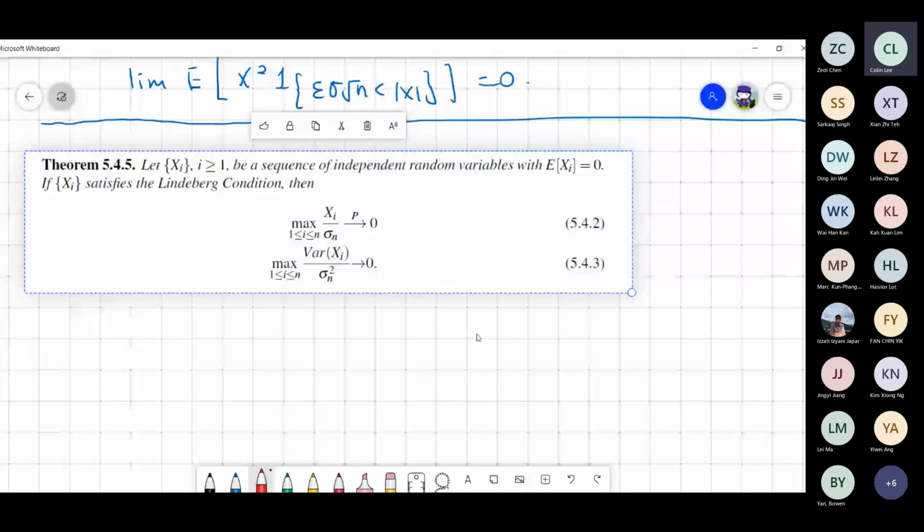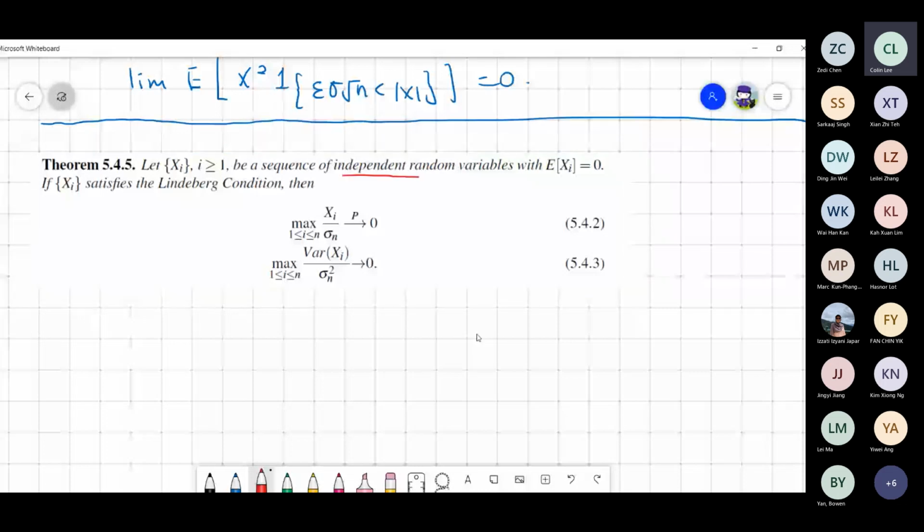First of all, we always assume this is independent. Secondly, we assume the mean of x_i is 0, just to simplify our formula. And number 3, we assume it satisfies the Lindeberg condition. This will converge to 0 in probability, and this is a random variable. This is not right, you make it different. The first one is a random variable, the second one is actually a scalar value, just a sequence of numbers. So that's why this will converge to 0.